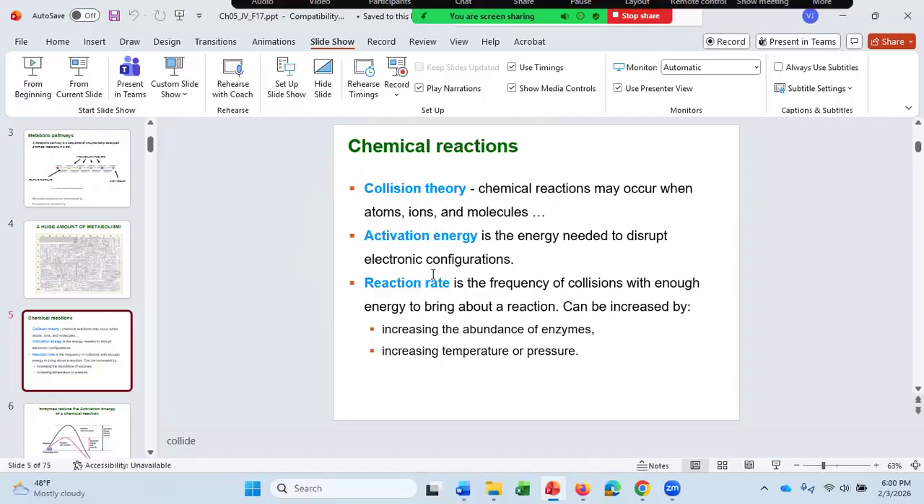You can also increase the pressure, and what you do is you essentially make the molecules closer together, and when they collide, they have more energy just because there's more pressure. It's a little more difficult to understand, but if you increase the pressure, you also increase the reaction rate. Any question about any of that?